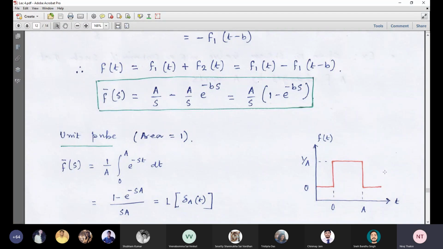So can anyone tell any physical example of this rectangular pulse function? Any practical example? I have given one example for step function. It is just the combination of two step functions I mentioned before. Do you have any example for rectangular pulse function? Anyone?